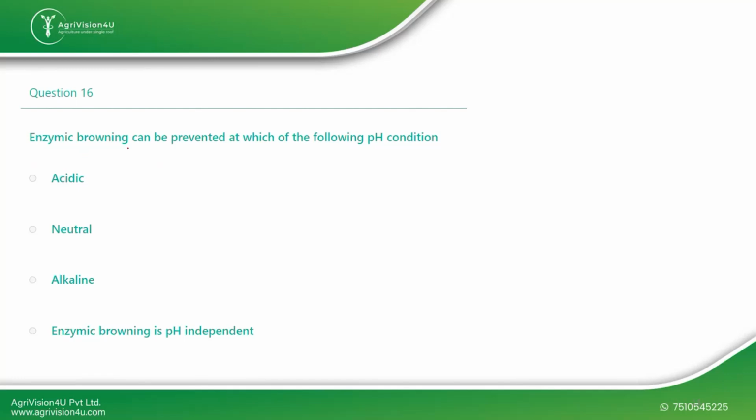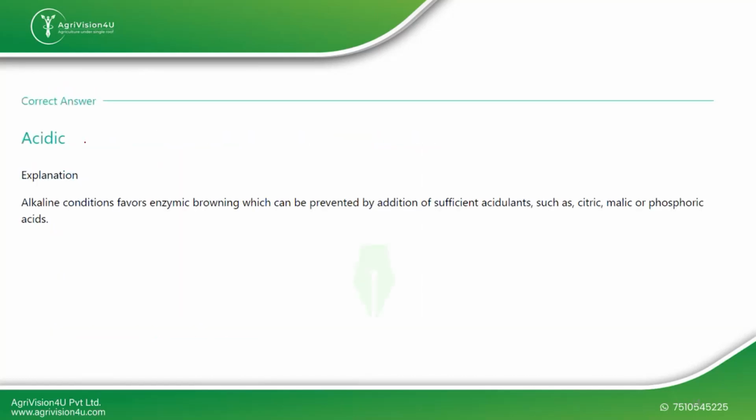So the next question is, enzymic browning can be prevented at which of the following pH conditions? The correct answer for this is acidic condition. When you have the acidic condition, your enzymatic browning can be prevented, because alkaline condition favors the enzymatic browning. It will not prevent, it will favor. It will increase the browning.